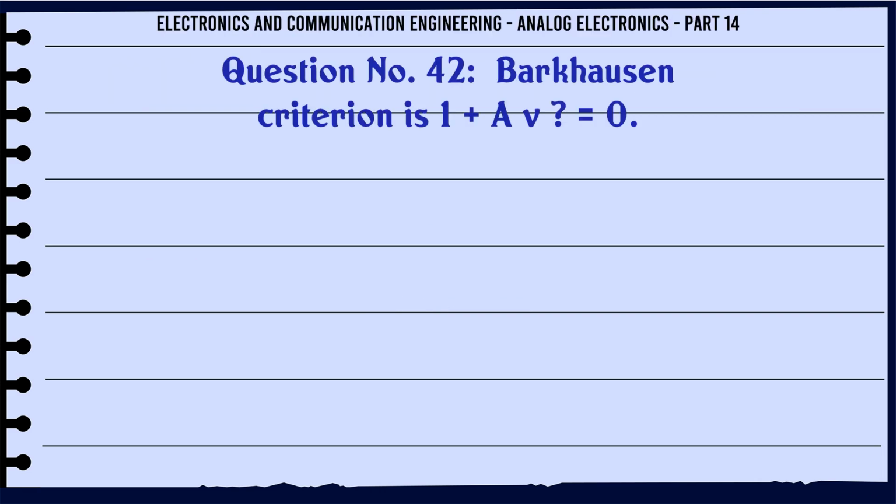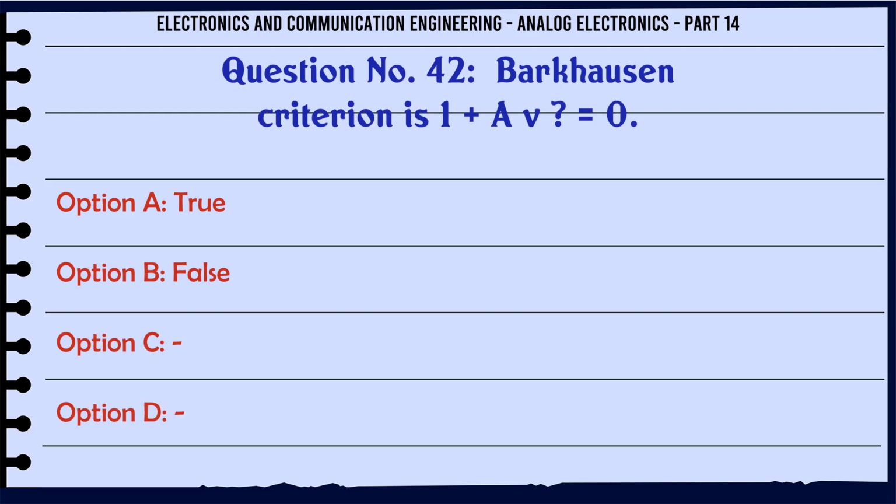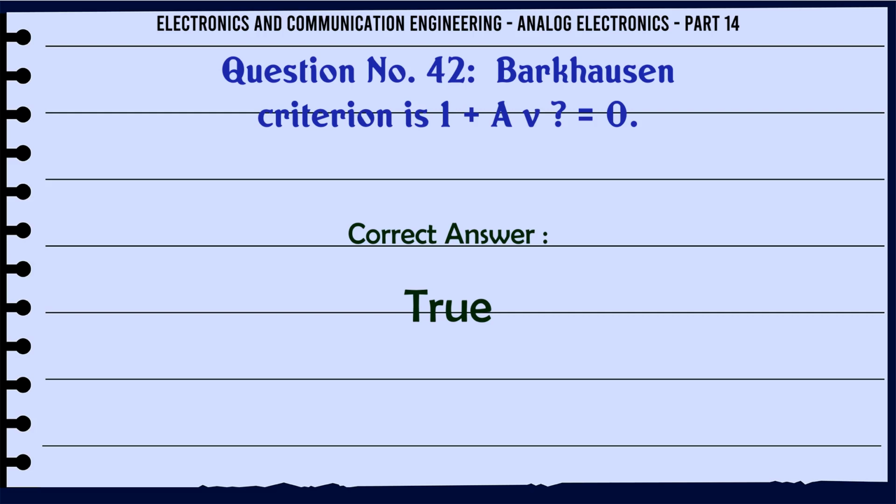Barkhausen criterion is |Aβ| = 1, ∠Aβ = 0. A. True, B. False. The correct answer is true.